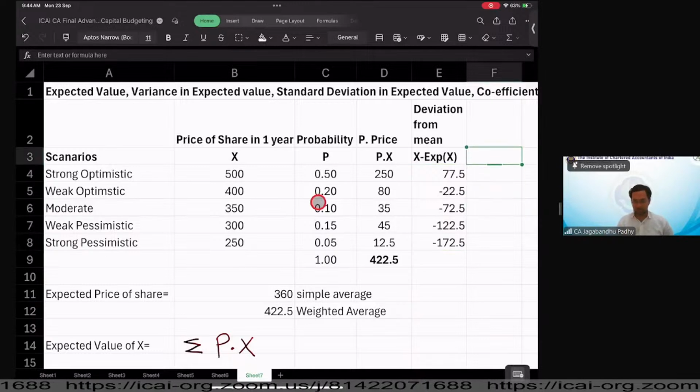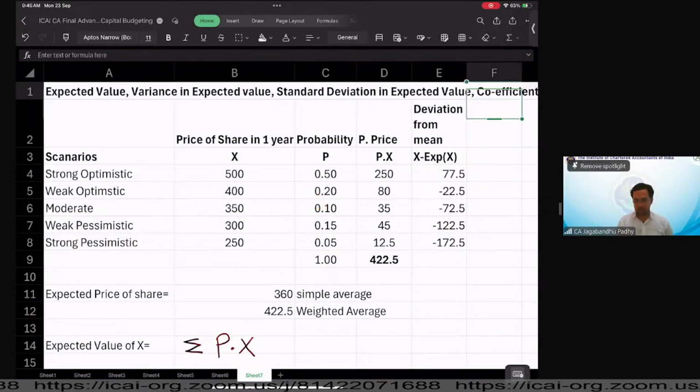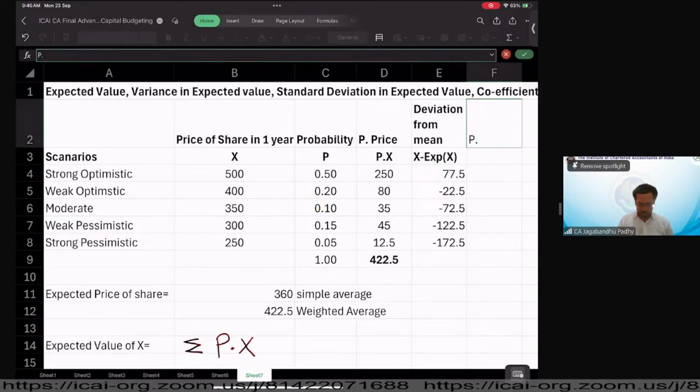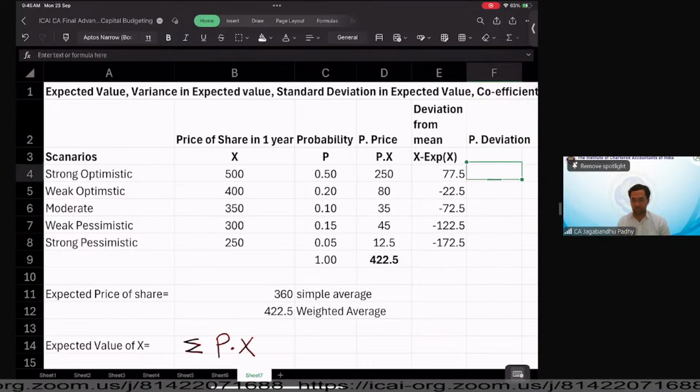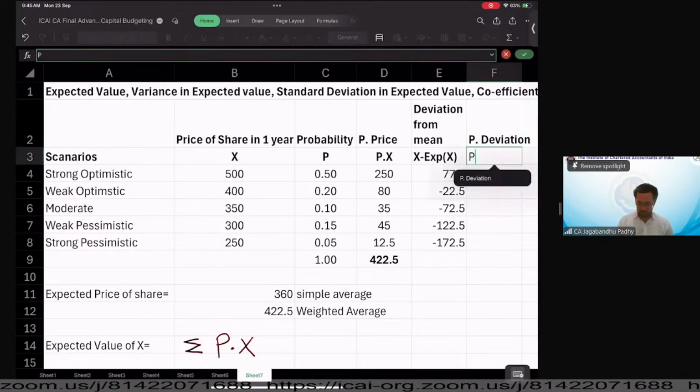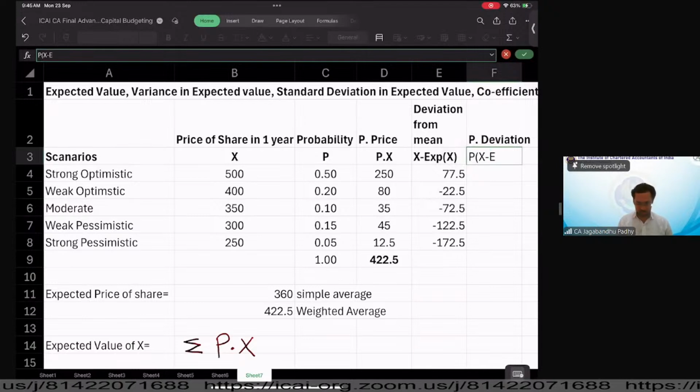So what we need to do is multiply probability into deviation. Let's multiply the probability with the deviation, which is X minus expected value of X.